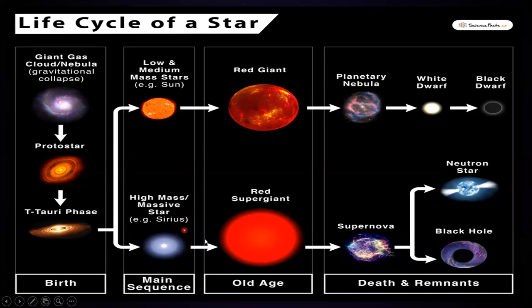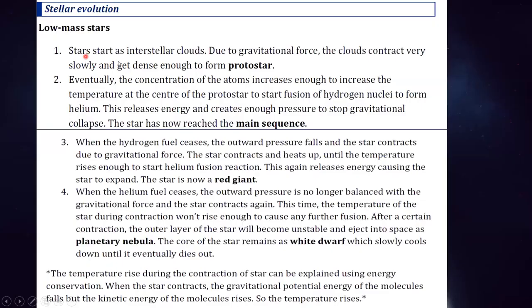Whereas if we have a high mass star, it will turn into a blue supergiant, or a red supergiant. And then a supernova, which leads to the formation of a black hole or a neutron star. So this is what happens, a quick recap of what we have discussed.